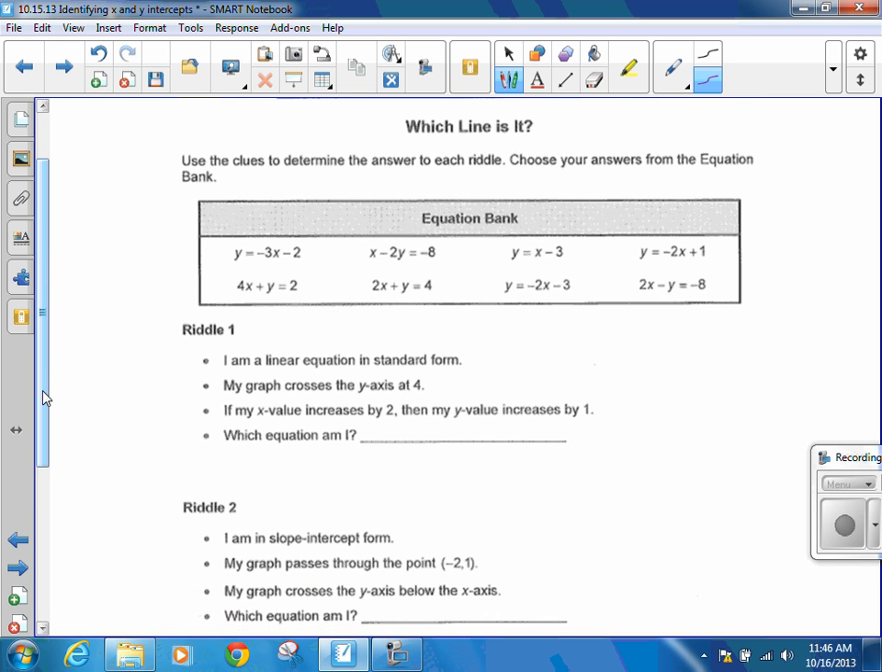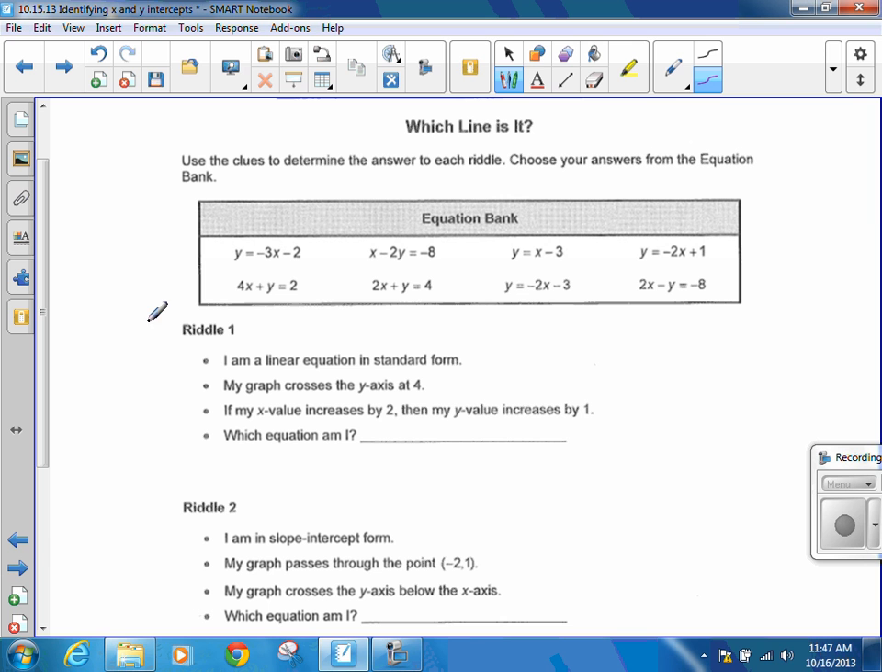So I didn't give this to you guys for homework because you need more practice figuring out what it means to have a y-intercept and what slope means to us, and what's happening to our equations if we graph them. Okay, so I have a couple of riddles for you. We're going to use the clues to determine the answer to each riddle. Choose your answers from the equation bank.